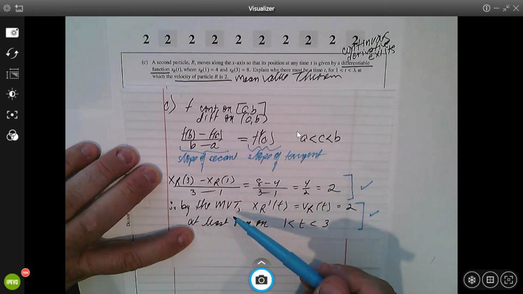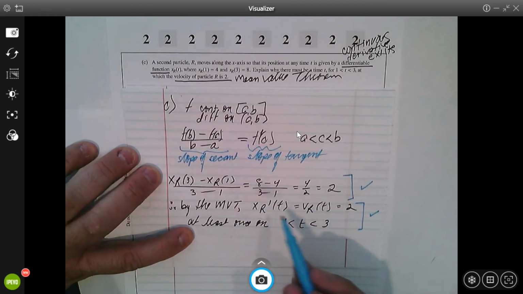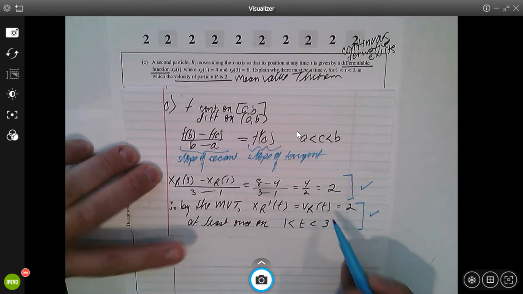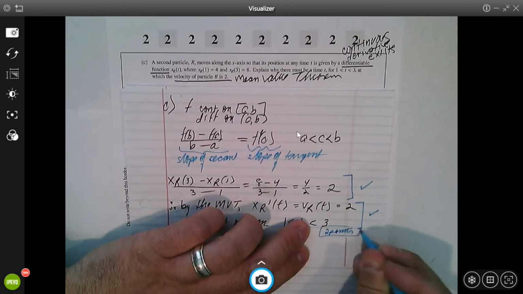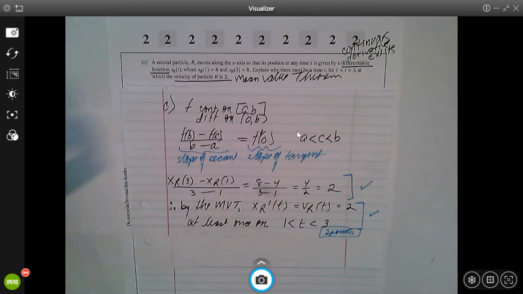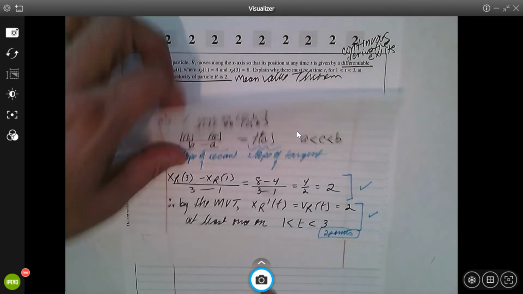Mentioning the MVT itself is not that important, but you better make sure that you're making this connection that the derivative of position is indeed the velocity. And so this is a 2-point question. All right, one more part.